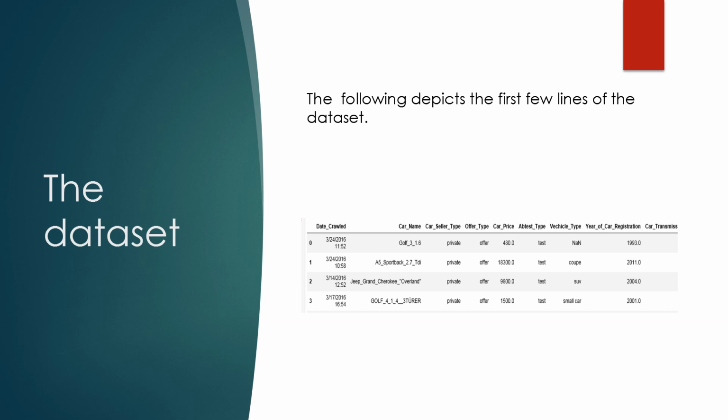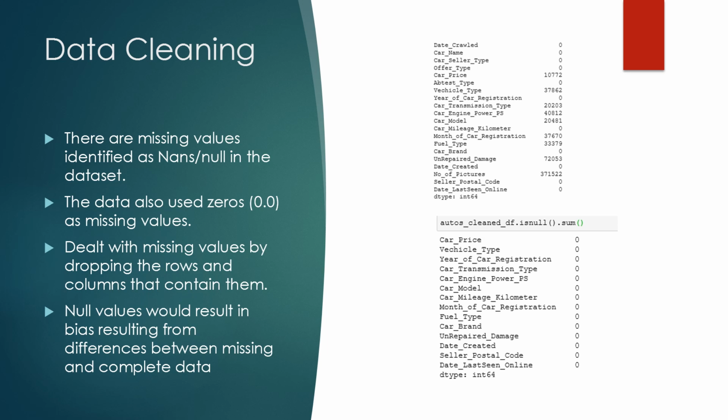The following depicts the first few lines from this data set. There are missing values identified as null in the data set. The data also uses zeros as missing values. As can be observed from this slide, there are 9 columns with missing values. For example, there are over 40,000 missing values from the car engine power column.